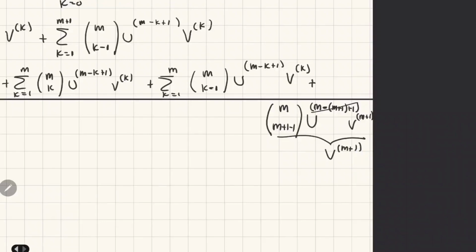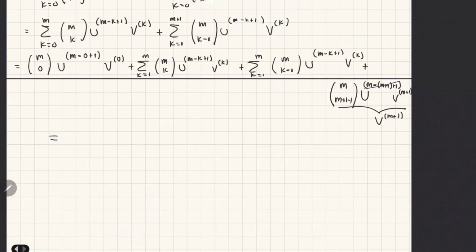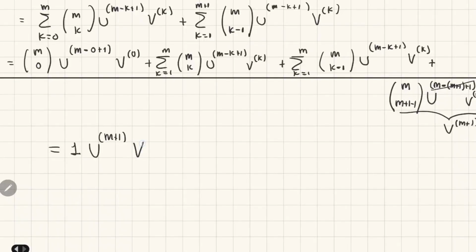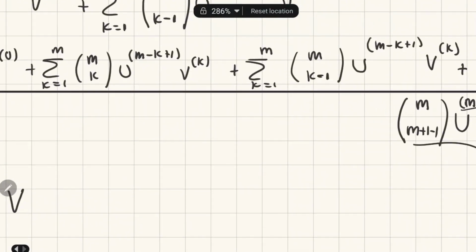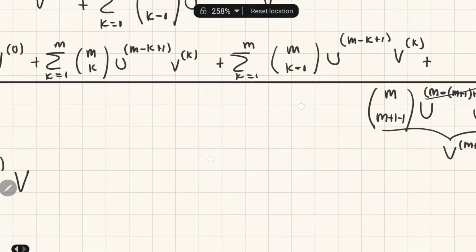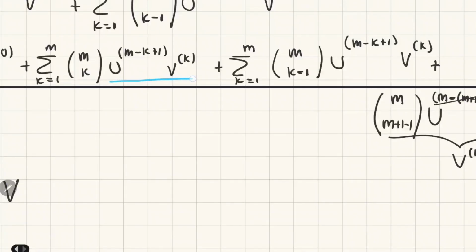m plus 1. Okay, so if we rewrite everything, this will be m choose 0, which is equal to 1, u to the m plus 1, and b to the 0. But b to the 0 is, of course, just b, right? Recall that this is the 0th derivative of b. So the 0th derivative is just the function itself, right? And then these two sums can be put together, right? So looking that we have the same indices. And actually, notice that these two elements are the same. So they are like a common factor.